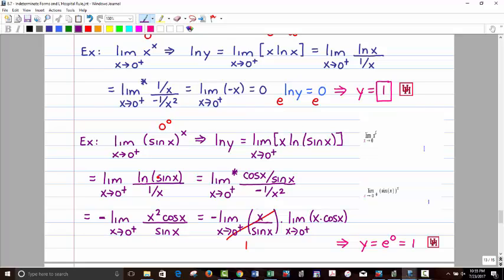So the derivative of natural log of sine of x will be the derivative of sine of x, which is cosine over sine, and then the derivative of 1 over x will be negative 1 over x squared. So I flipped it, the fraction divided by fraction, flip it over. I pulled the negative to the outside. That wasn't necessary. I could have left the negative in there.